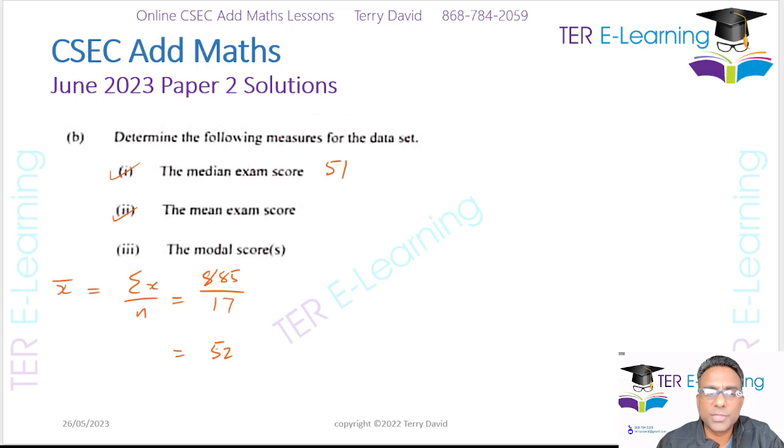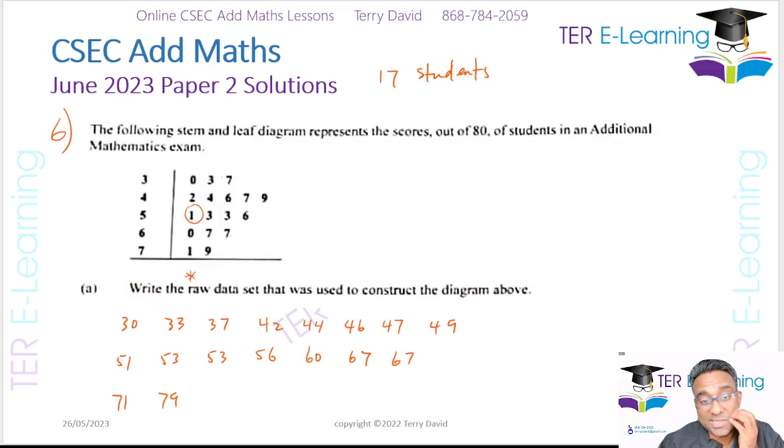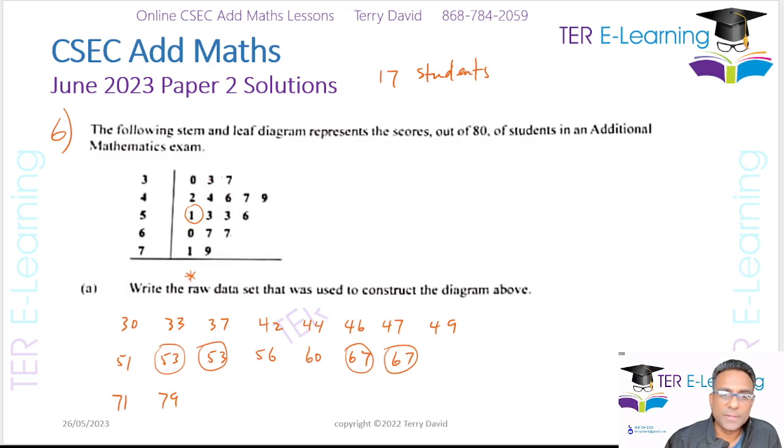Oh wait, we're not finished. So this is my mean score here, again around 52. Your modal score or scores: remember, you can have more than one mode. When you look at the data, what numbers seem to be appearing a lot? If you notice, you have a 53 and a 53, but you also have a 67 and a 67 appearing twice. Apart from that, you seem to have two modes. It is possible to have two modes, so that's why they put it in brackets.